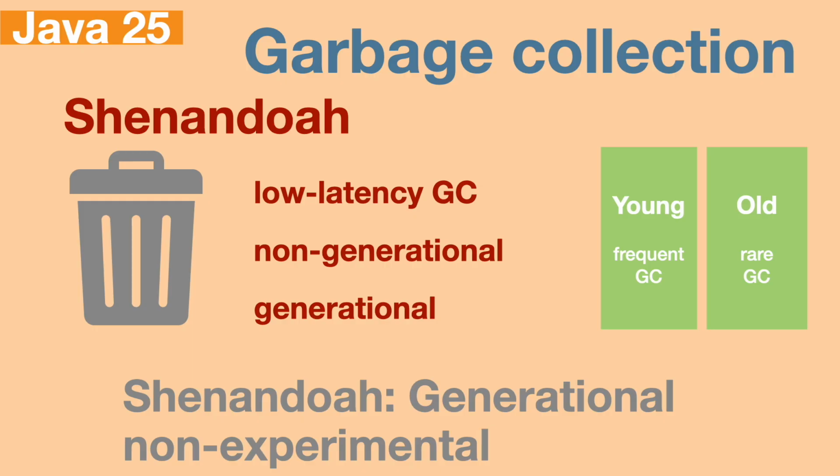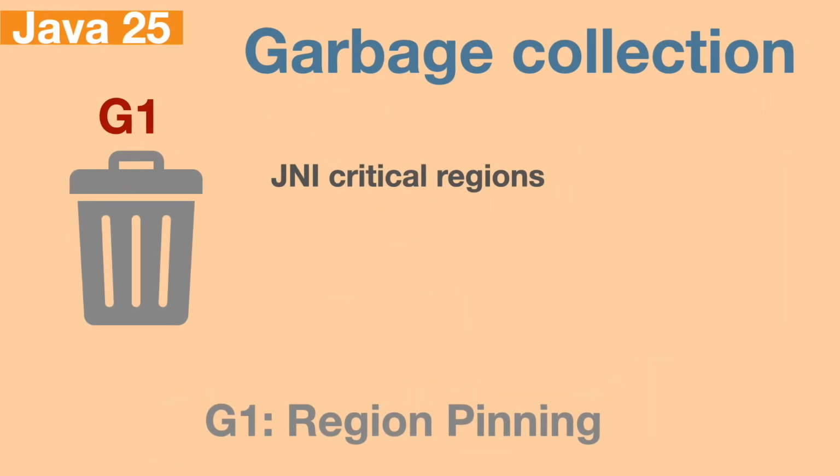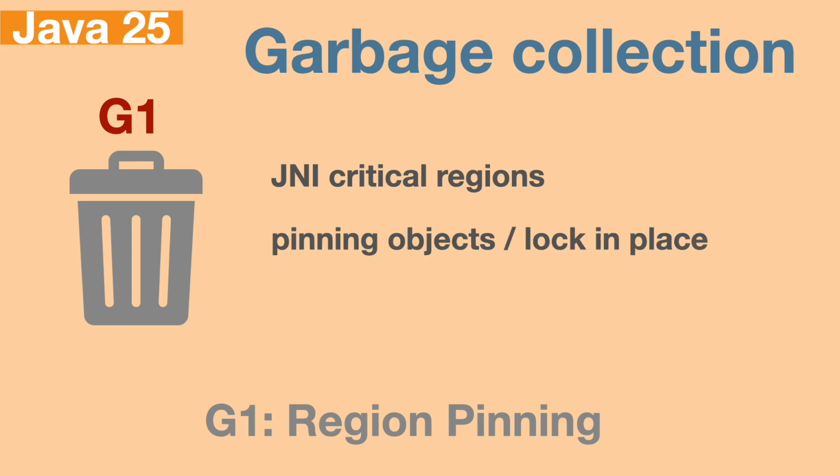Another change in garbage collection is that the Shenandoah garbage collector now also has generational mode in a non-experimental state, so for this garbage collector both modes are available. The next update is related to the G1 garbage collector. The change is applied to Java Native Interface critical regions. For G1, region pinning is implemented, which is essentially just locking objects in place as the garbage collection moves other objects. This allows the garbage collector not to be disabled during the critical region.